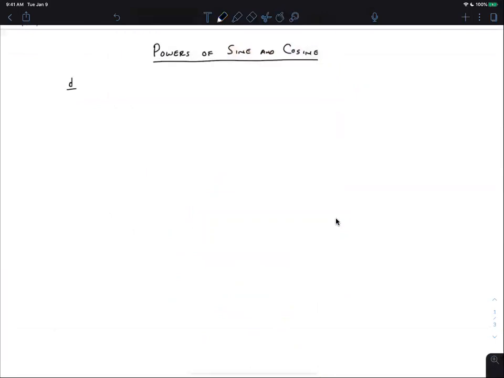So when we're doing powers of sine and cosine, we're using these ideas. We're using the fact that the derivative of sine is cosine, which I think we all probably know. And the derivative of cosine is, I'm sorry, negative sine. So if u is sine x, du is cosine dx. And if u is cosine x, du is negative sine x dx.